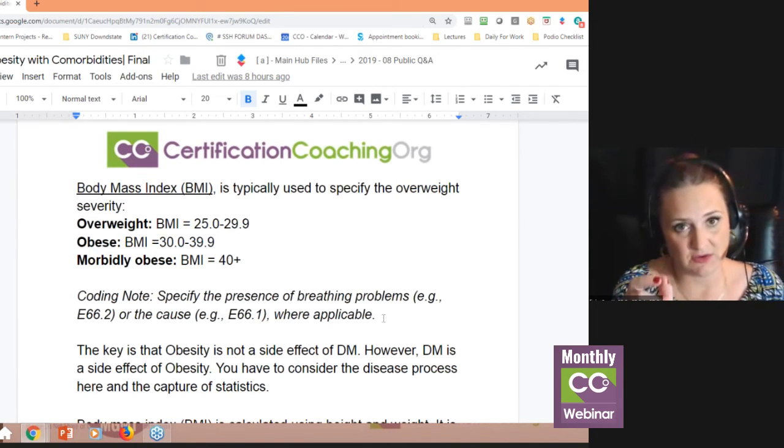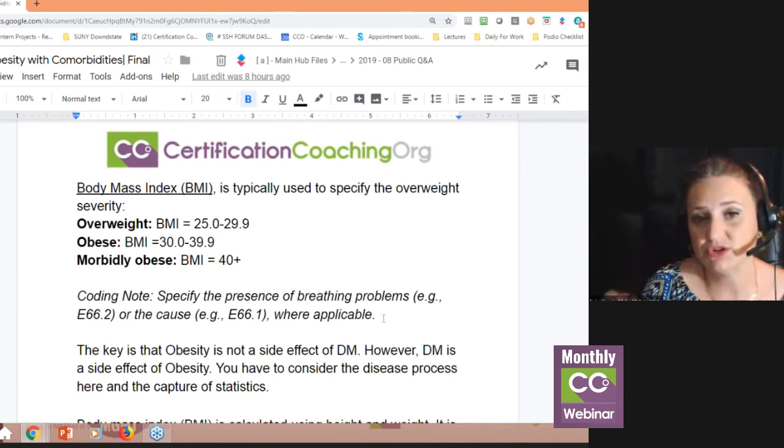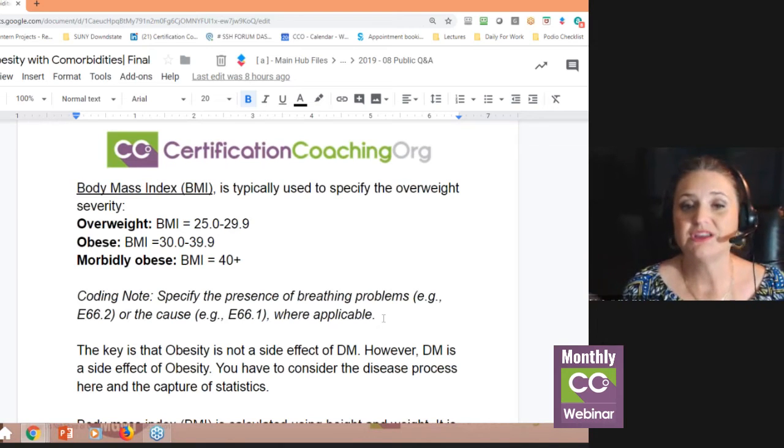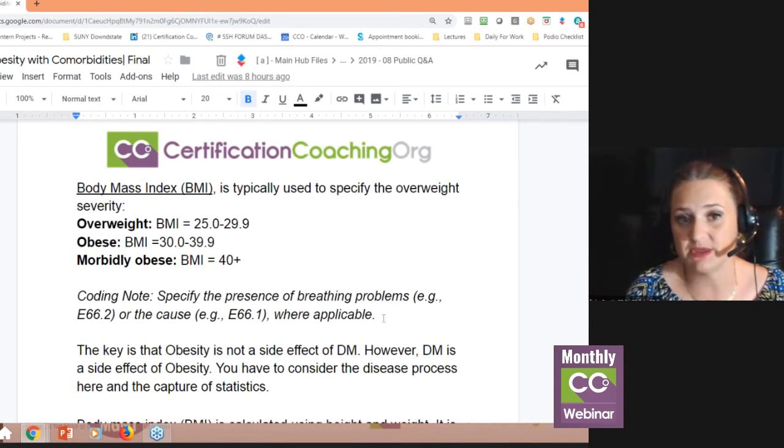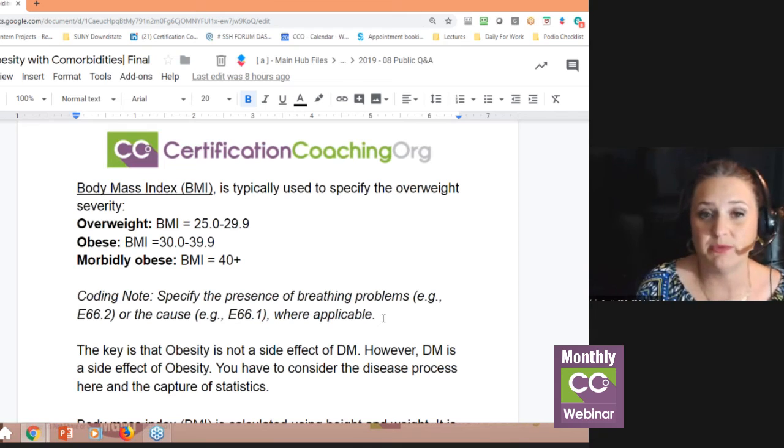The kicker here, though, is if you want to use a BMI code, you have to have a diagnosis of obesity in the documentation. You cannot code a BMI alone. You will always code a BMI with an obesity code. Okay, you can code obesity without the BMI, but you can't code a BMI without the obesity code.